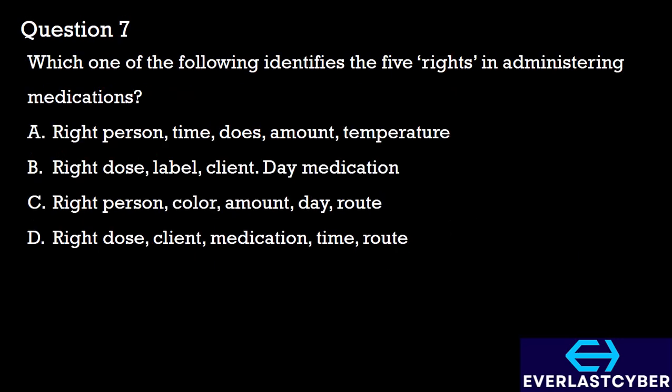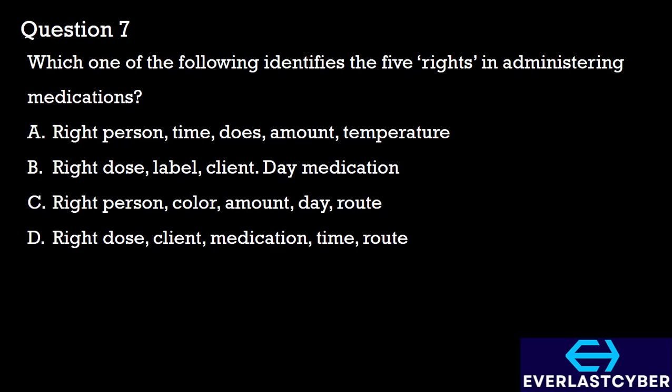Question 7. Which of the following identifies the 5 rights in administering medications? A. Right person, time, dose, amount, temperature. B. Right dose, label, client, day, medication. C. Right person, color, amount, day, route. D. Right dose, client, medication, time, route. The 5 rights of medication administration are a standard safety guideline to ensure that medications are given accurately and responsibly.